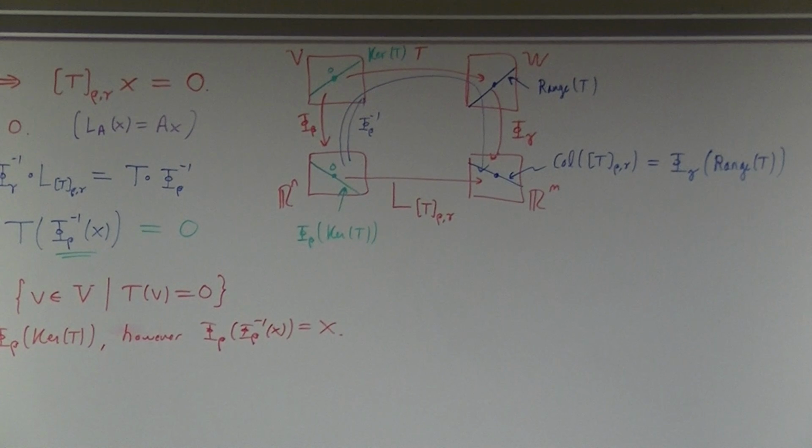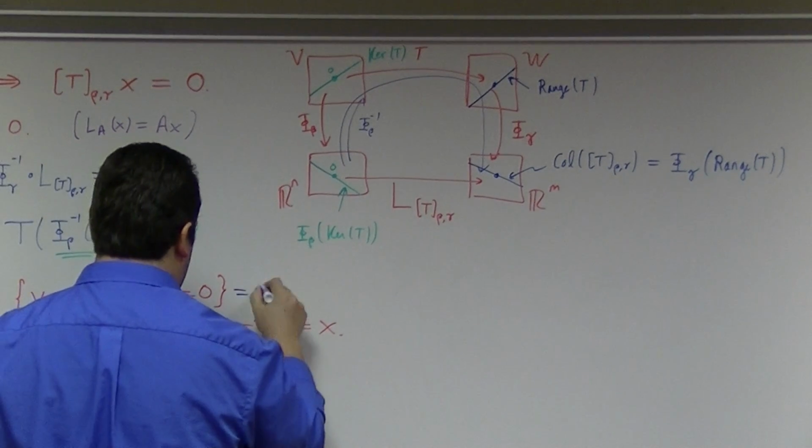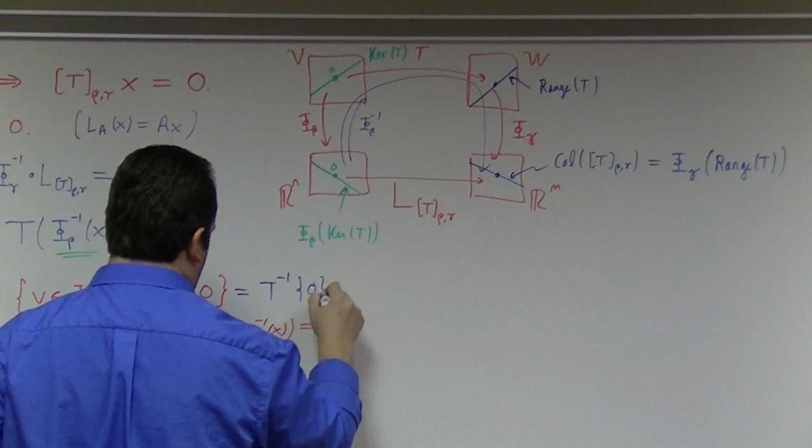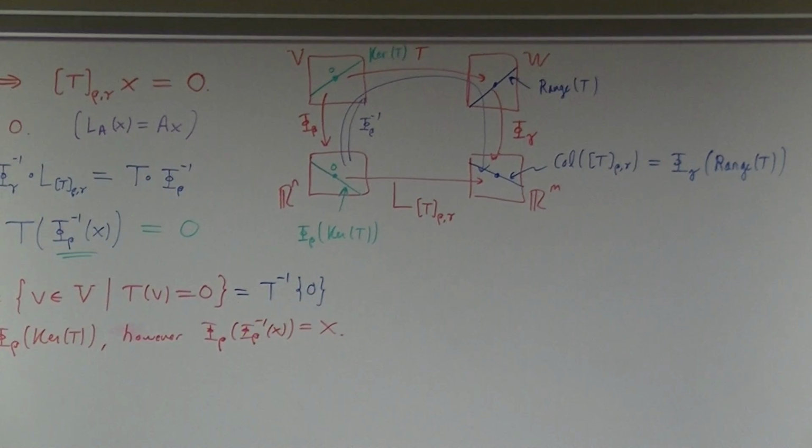Yes, Len? This is just a random question, but the kernel, does that have anything to do with the fiber? I remember reading that somewhere. Yeah, the kernel is the fiber over 0. Yes. Also, a fiber is the inverse image of a singleton, the inverse image of a single point. Don't get lost in the language. It's just the set of all points which map to 0. It's nothing. Don't make it more than it is.